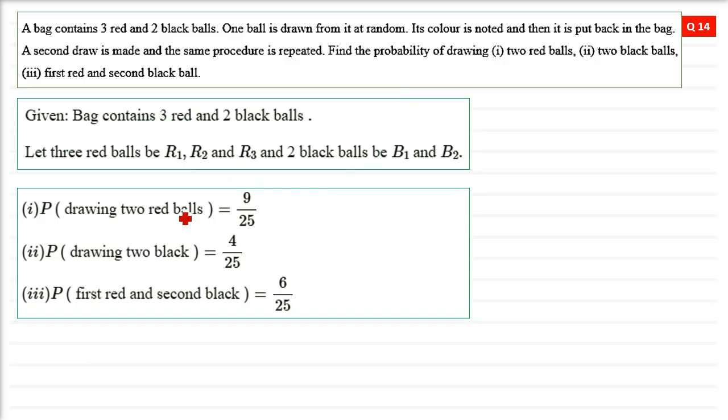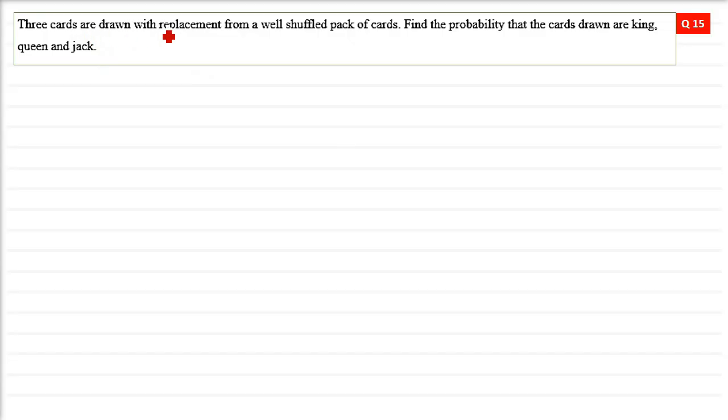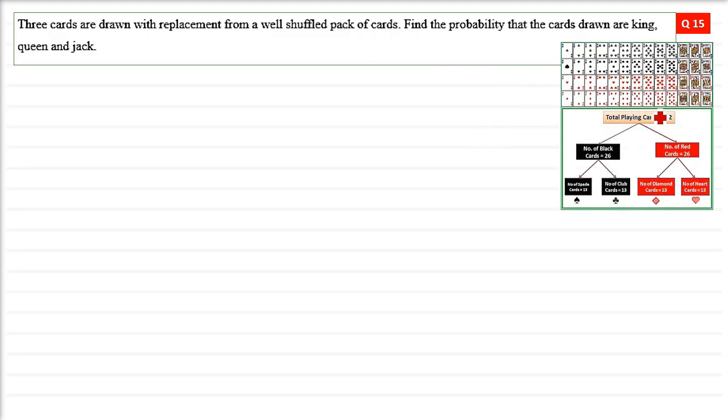Now how will it be done? In this I have not shown the sample space, but it's very important. 3 cards are drawn with replacement from a well shuffled pack of cards or deck of cards. There are 52 cards. Let me show you and reiterate again. There are 52 cards, 26 of them black, 26 of them red. In all these 52 cards, there will be 4 suits. 2 of black, 2 of red. The 2 blacks are spade and club. The 2 reds are diamond and heart. Every suit has its own jack, queen and king and an ace. We have to find out the probability of king, queen and jack.